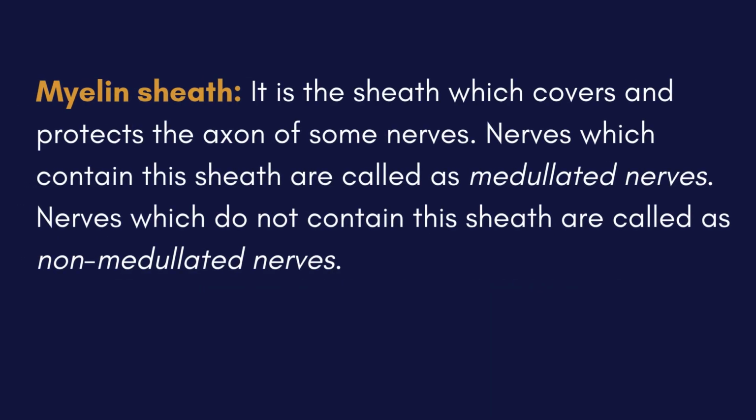Myelin sheath. It is the sheath which covers and protects the axon of some nerves. Nerves which contain this sheath are called myelinated nerves. Nerves which do not contain this sheath are called non-myelinated nerves.